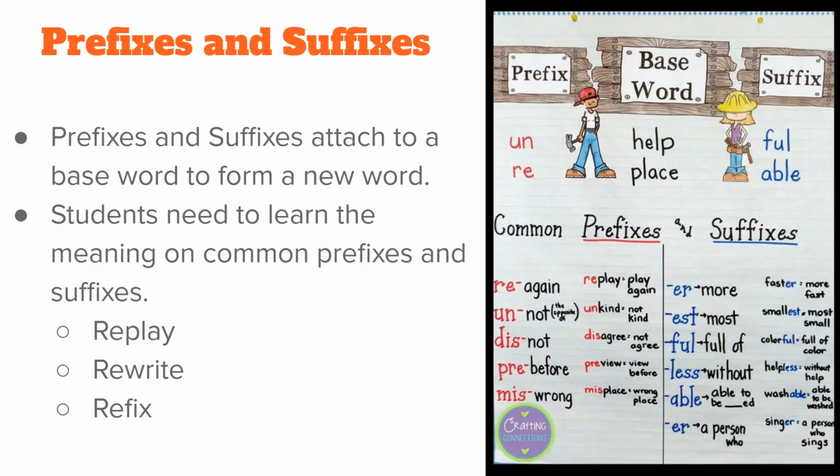So there is a base word and you can add a prefix or a suffix and it completely changes the meaning of the words. And students need to be aware of common prefixes and suffixes because they can figure out so many more words if they know those common prefixes and suffixes. So one that we learned in kindergarten is re. Re means to do something again. So replay means to play again. Rewrite means to write again.